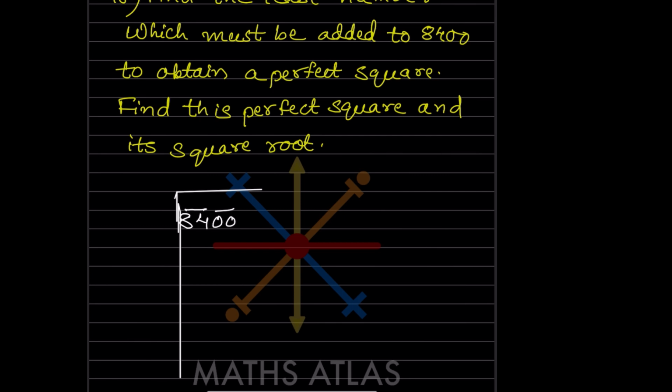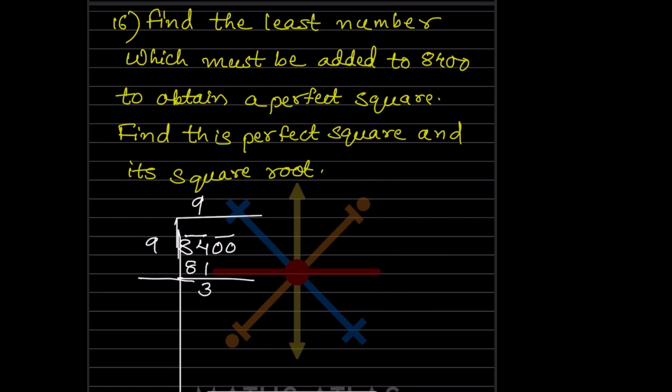Now we are going to take the first pair, that is 84. 9 square is 81 and 10 square is 100. So we cannot take 100, but we can take 81. So we write here 9 times 9, that is going to be 81. The remainder will be 3. And since you have taken 9 here, this will be added, so 9 plus 9 is going to be 18.